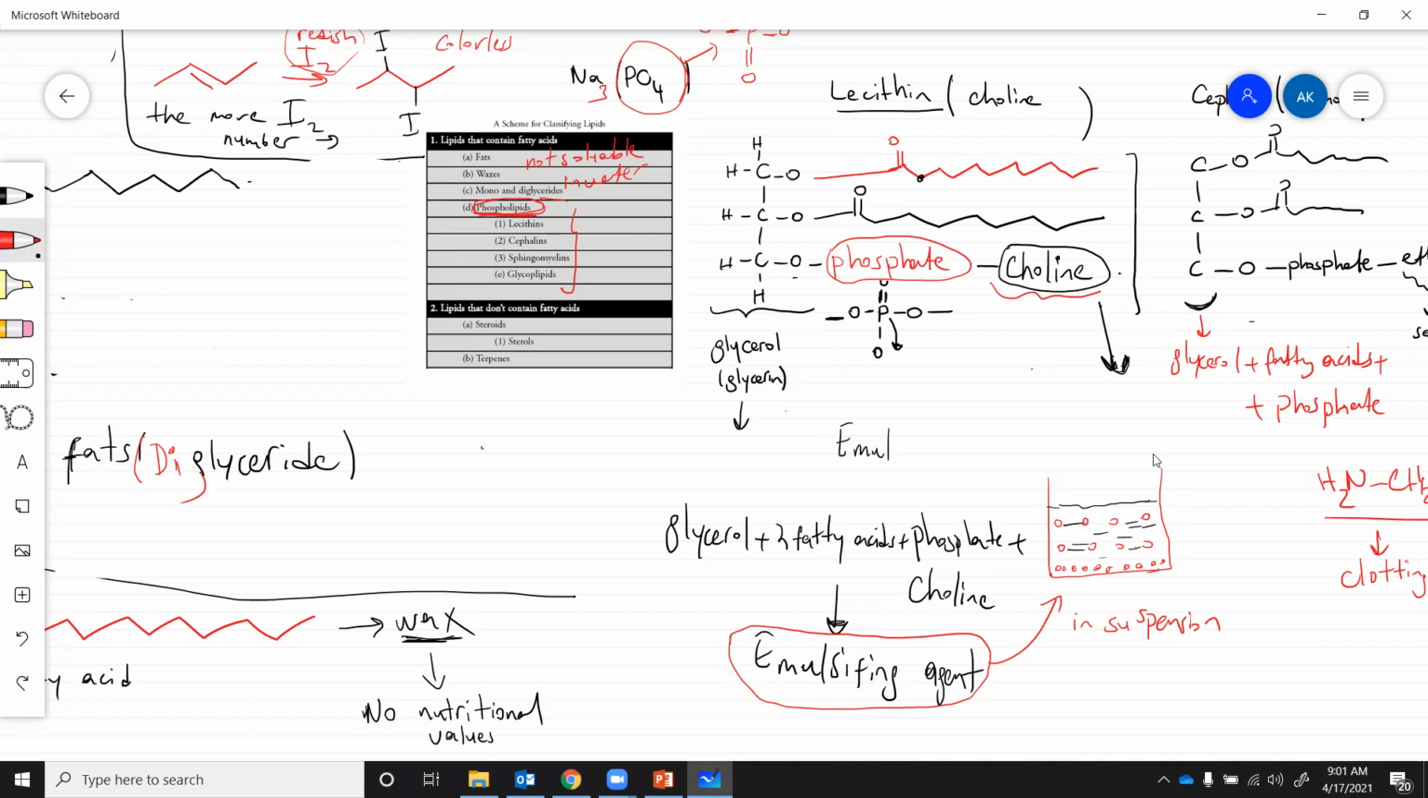Make sense, everybody? Okay, and you can also find this lecithin, I forgot to tell you, in egg yolk as well. The white part, not the yolk itself. Yes, I believe so. Yeah, the white. All right. Any question with anyone?